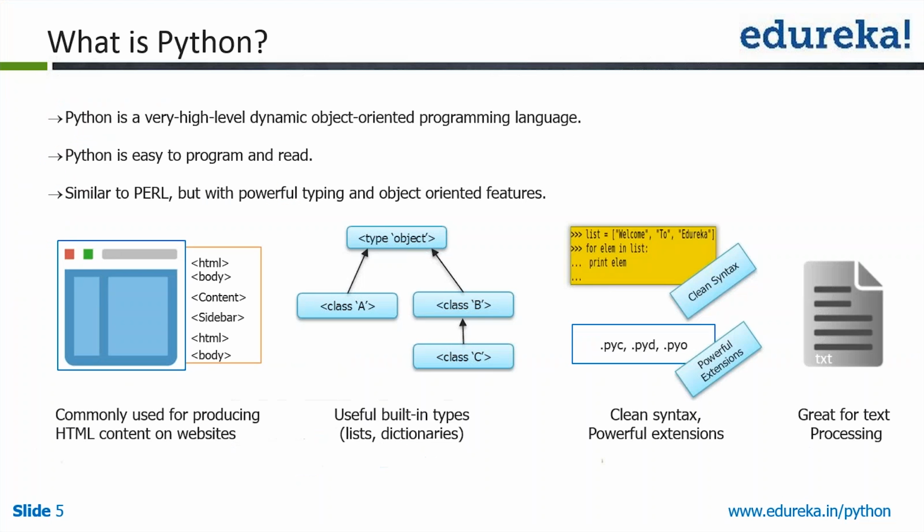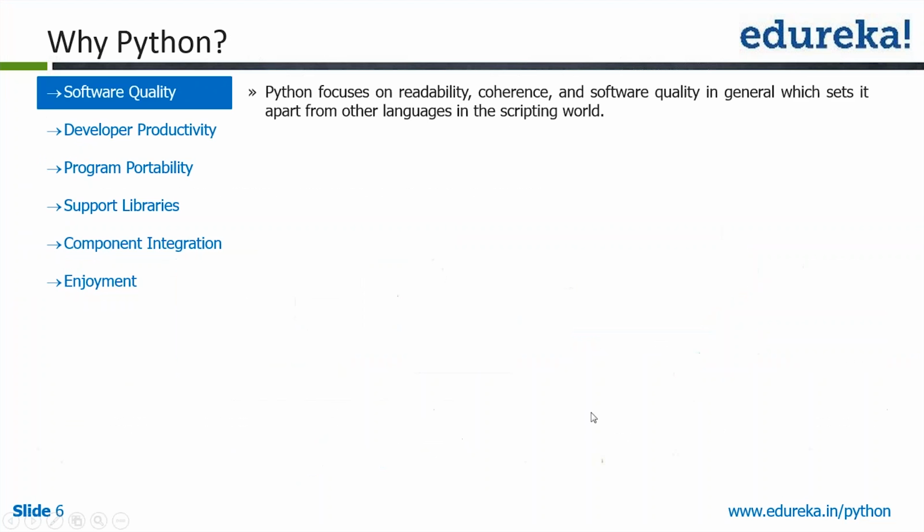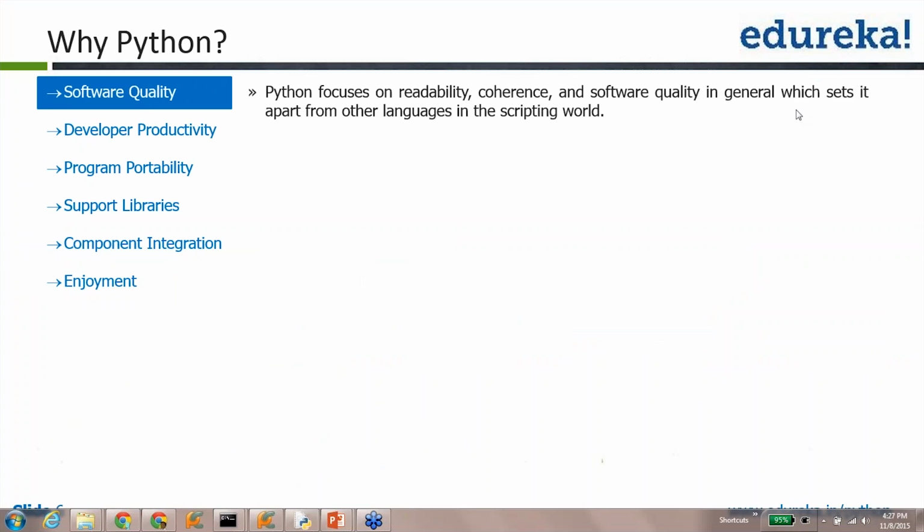So to move forward, you already know what Python is capable of. But beyond that, there are some other reasons why you should be learning Python, and here are some of those. Python focuses on readability, coherence, and software quality in general, and that sets it apart from other languages in the scripting world. There are several other popular scripting languages, but because of the emphasis of Python on these features, especially readability and coherence, it actually sets it apart from other languages. And that's one of the popular reasons for learning Python.